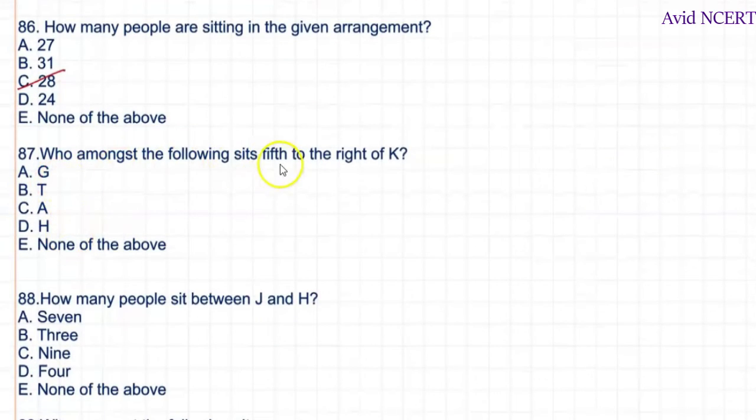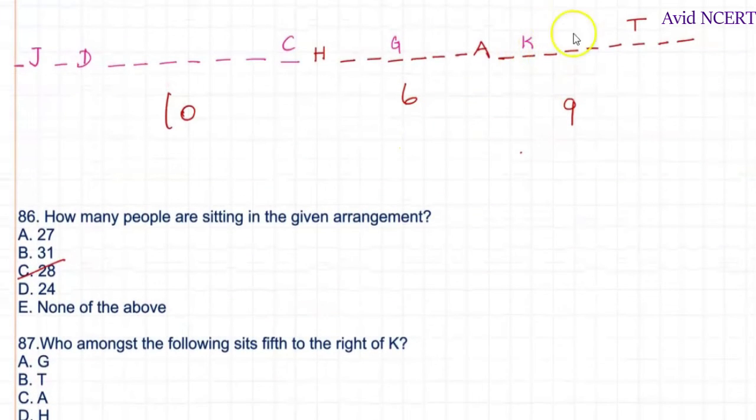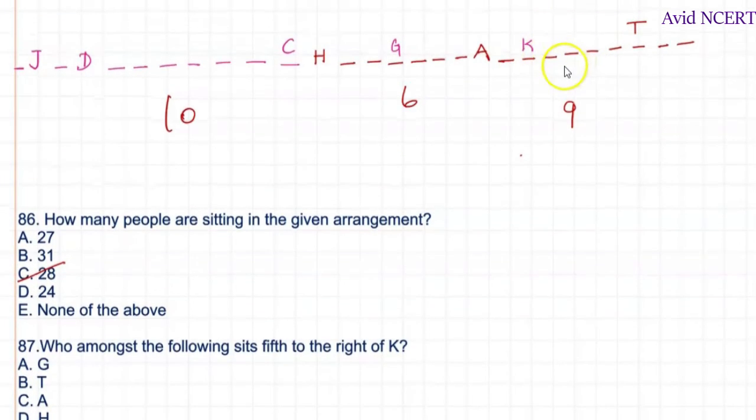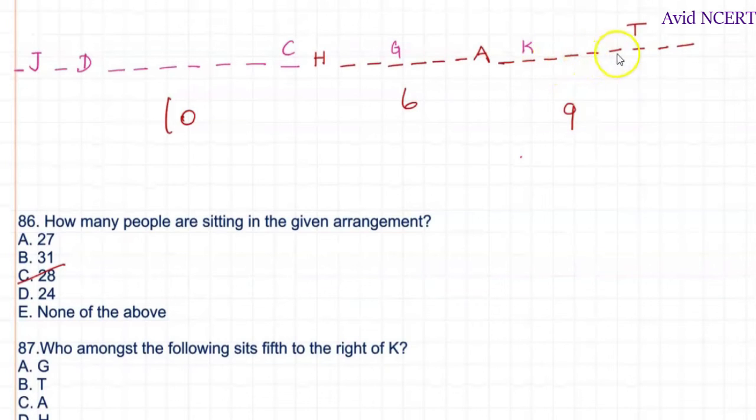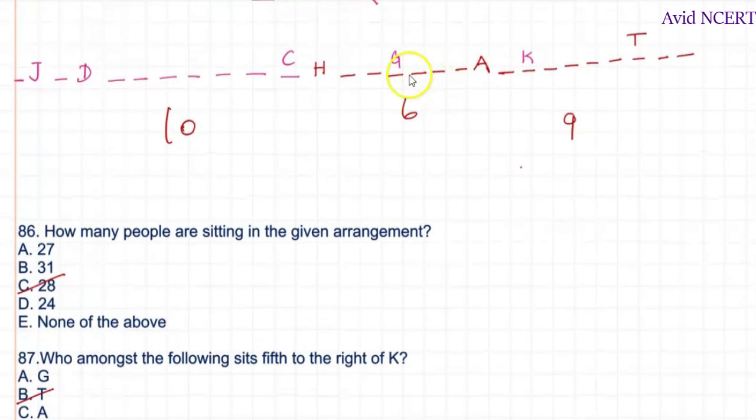And who among the following sits fifth to the right of K? So K is sitting here, and fifth to the right on this side is 1, 2, 3, 4, 5. Fifth is first, second, third, fourth, fifth. Fifth is T. The 88th problem is how many people sit between J and H? So here again J is here and H is here. So the number of people between J and H is 1, 2, 3, 4, 5, 6, 7, 8, 9.